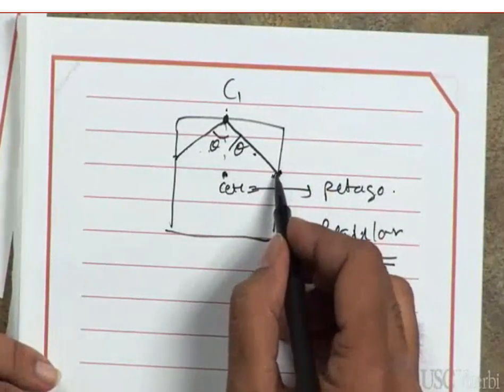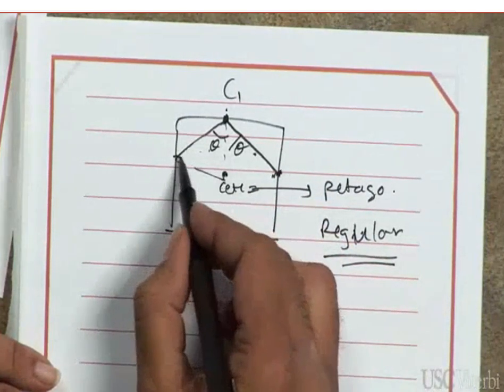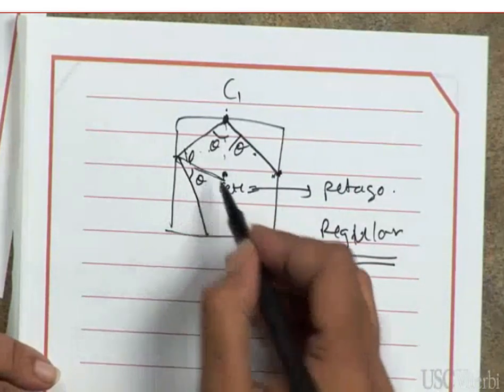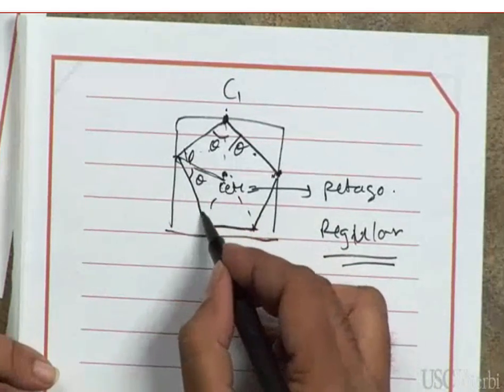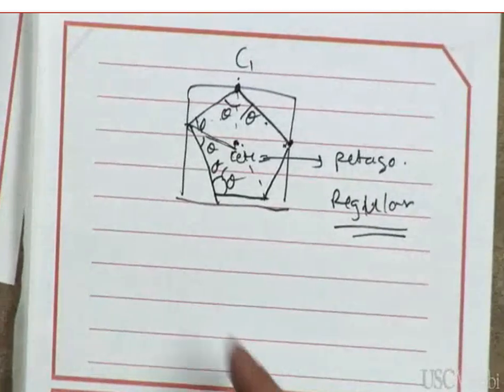Similarly, you can find the other. Draw the remaining lines. This is theta. This will be theta. This is theta. This will also be theta, right? So you can find the four corners like this.